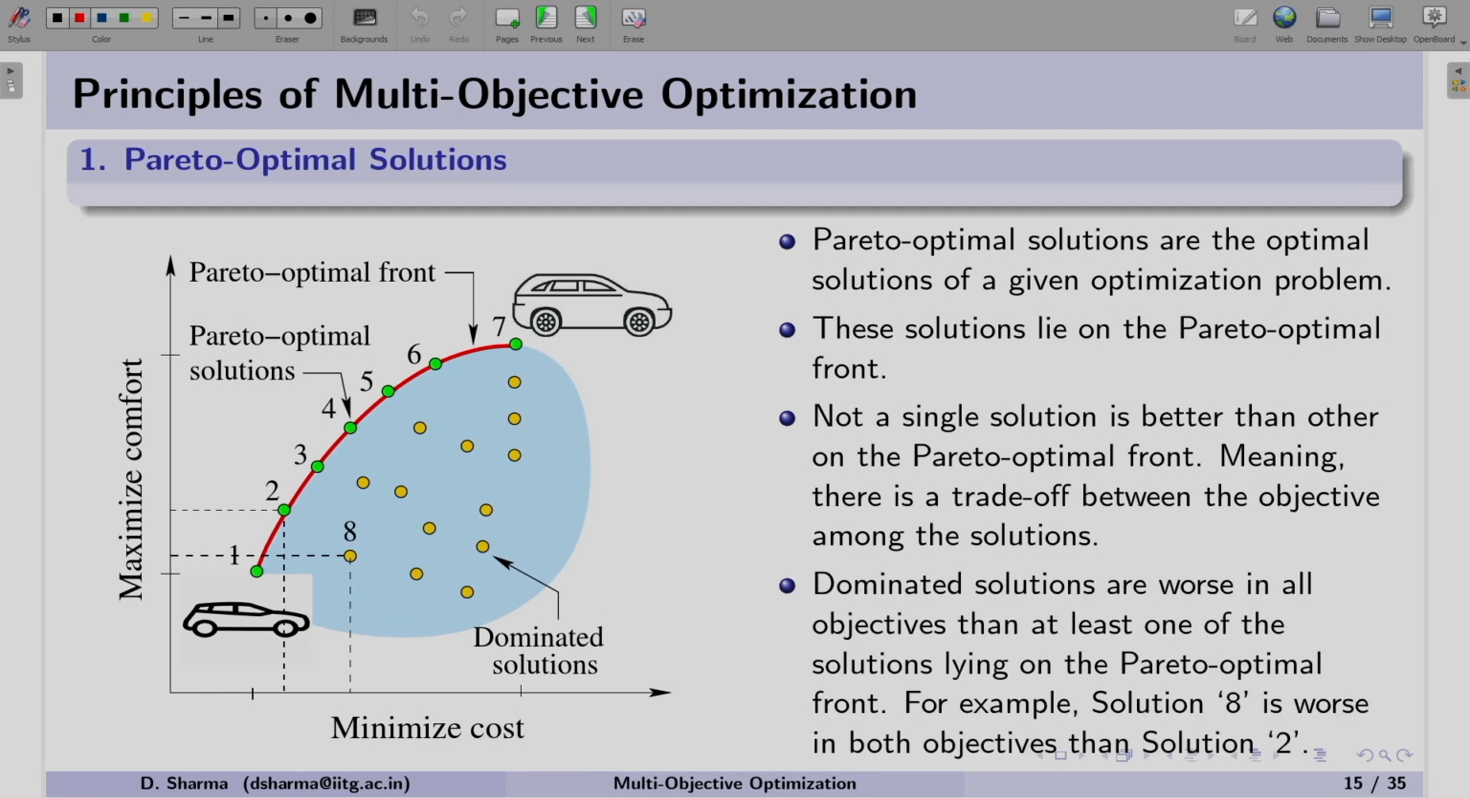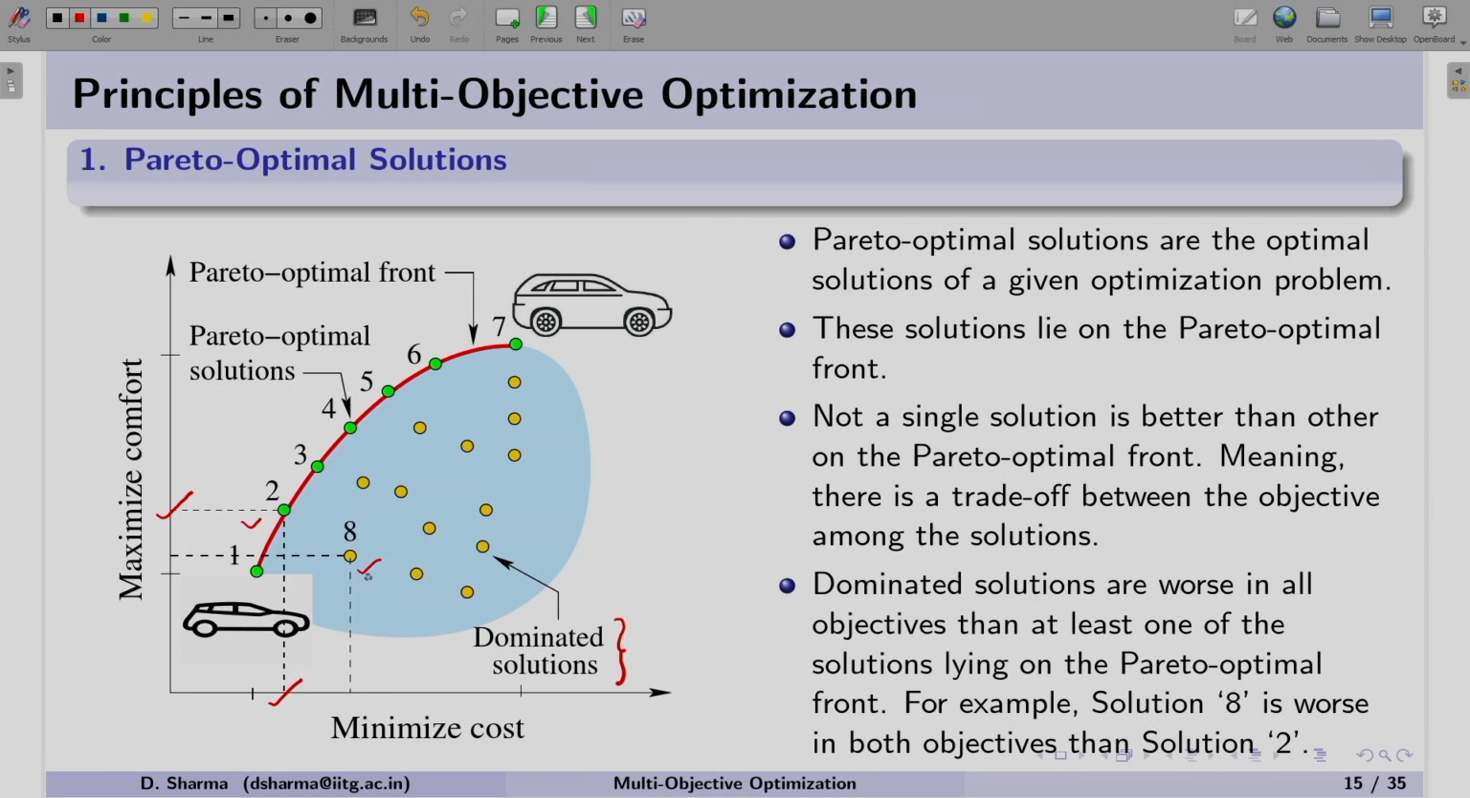Now, in this particular figure, we also see some solutions which are referred to as dominated solutions. So, let us compare solution 2 versus solution 8. Solution 2 is lower in cost and gives better comfort than solution 8, meaning that solution 2 is better than solution 8. So, we can say that solution 8 is worse in both objectives. So, it is a dominated solution.